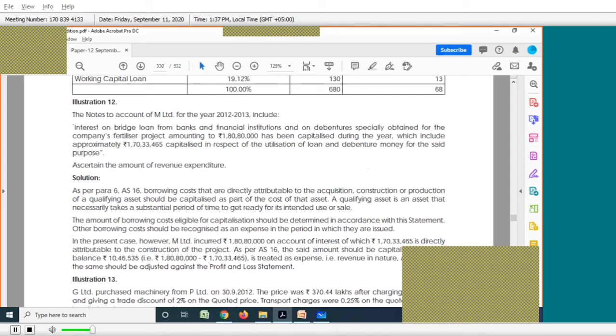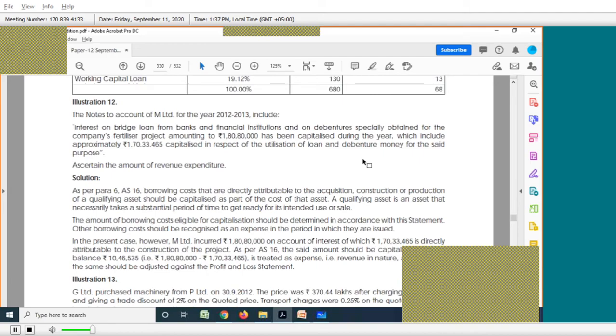But they are mentioning in the notes to accounts actually 1 crore 70 lakh 33,465 rupees only. That means that 1 crore 70 lakh 33,465 rupees of interest only belongs to this project, exactly used for the purpose of this project. You got it? The balance amount did not belong to this project. They used the loan for some other purpose. But that interest they also capitalized with this project itself.